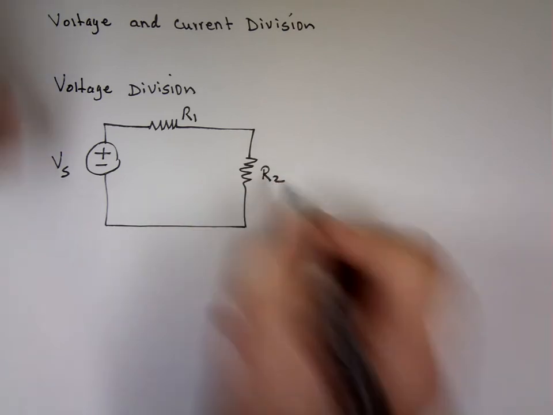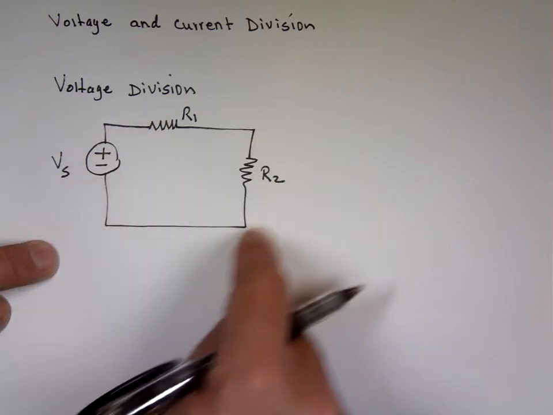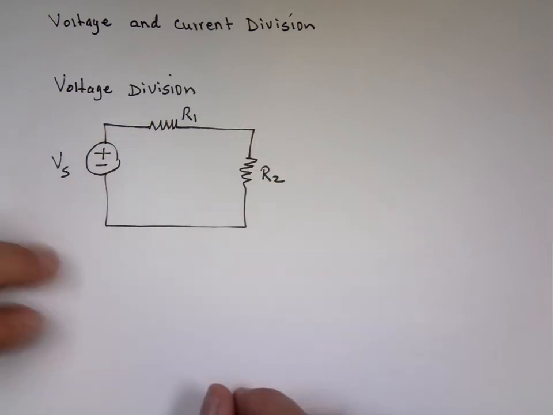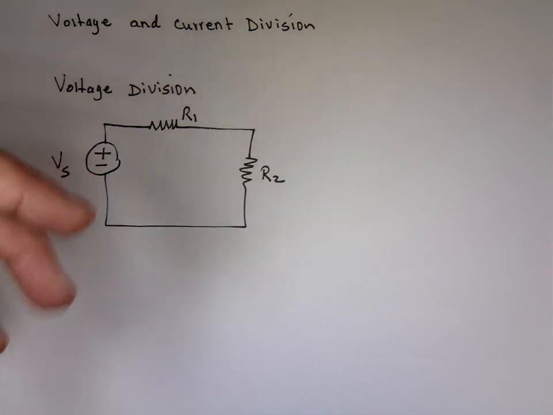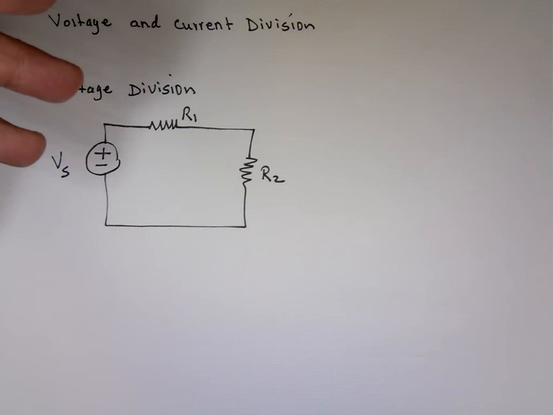Now, I said voltage division, not current division. Why? For this example, you only have what? Single loop. In a single loop, the current is what? The same. So there is no current division. The current is not going to split. So it's going to be the same current going through the whole circuit.